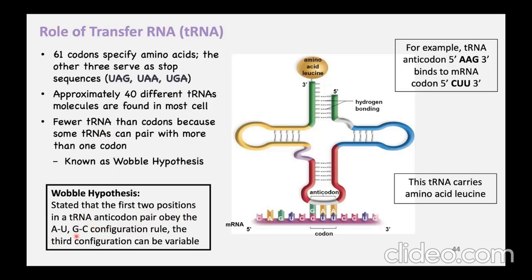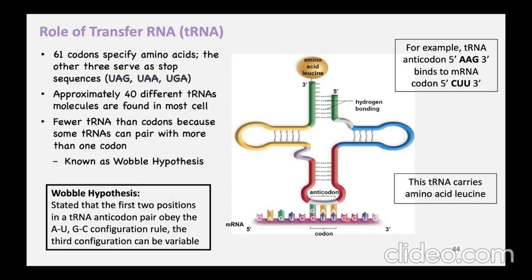Okay, let's look back at page 218. For example, CUU, if you look there. The first position is C, the second position is U, and the third position is U. It will translate into leucine. If you look below it, CUC can still translate into leucine as well. Why? Because the first two positions obey the wobble hypothesis. It can still translate into leucine even though the third one is not the same. The third one is C while the other is U. Understand? Okay, that is the wobble hypothesis. Even though there is a difference in the third position, it can still code for the same amino acid.